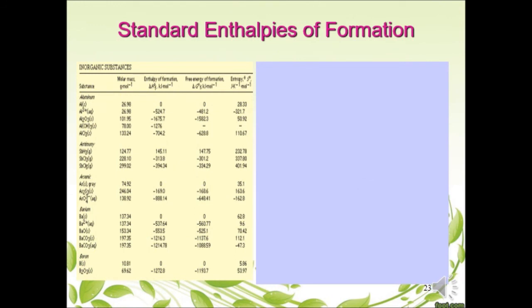So this is the standard enthalpy of formation, and normally this value is given to you in order for you to solve any question. So you see here, these are the substances and this is the enthalpy of formation. Even Gibbs free energy is also given here, as well as entropy, and we will cover this in the following part of thermodynamics.